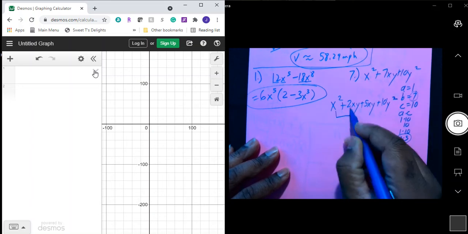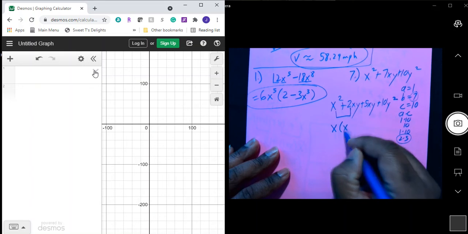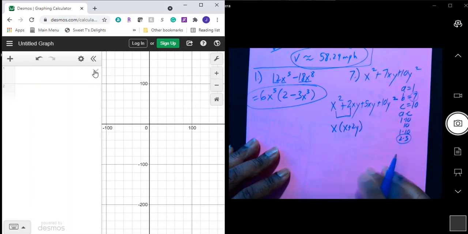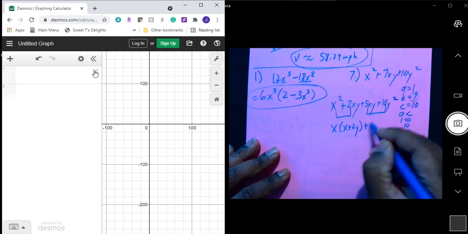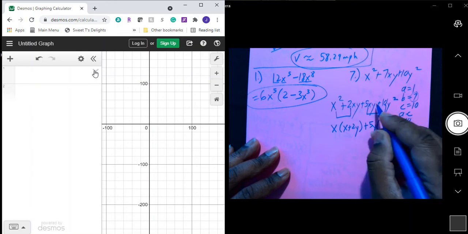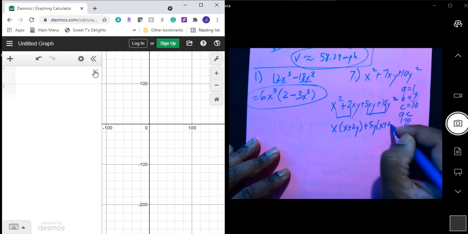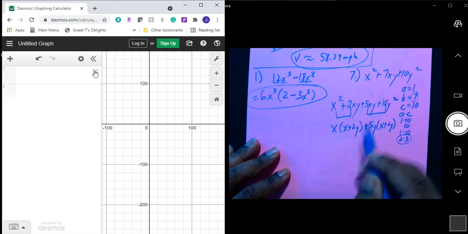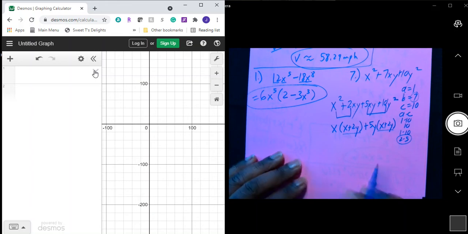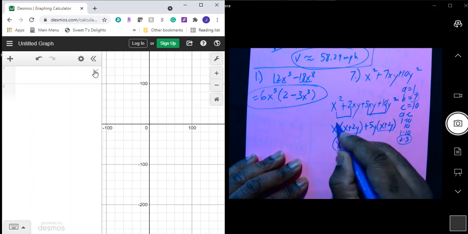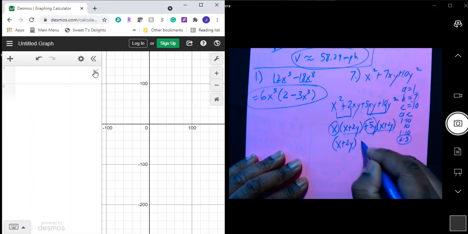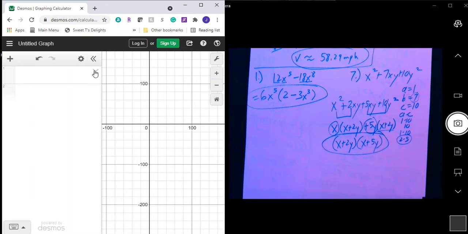Now we group the first two. We can factor out an x, and we have x plus 2y. We will group the second two, and we can factor out a positive 5y, and we will be left with x plus 2y. Now remember, these two parentheses must be the same to let us know that this is factorable. So we would take out one of these parentheses, x plus 2y, and then what will go in the second parenthesis is what's left, which is x plus 5y. And we are done.